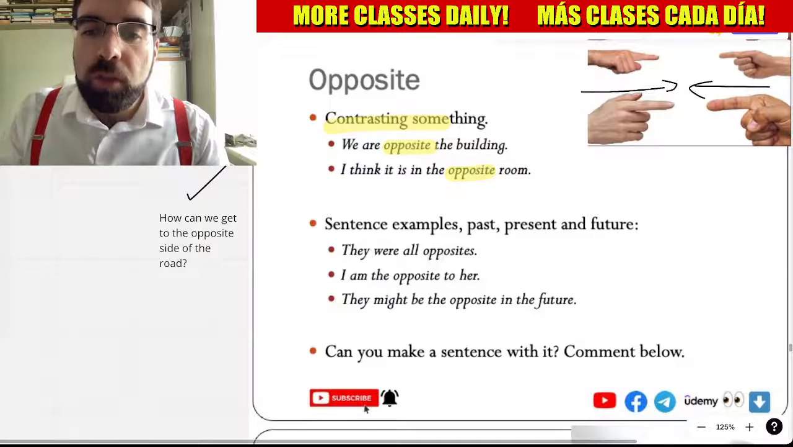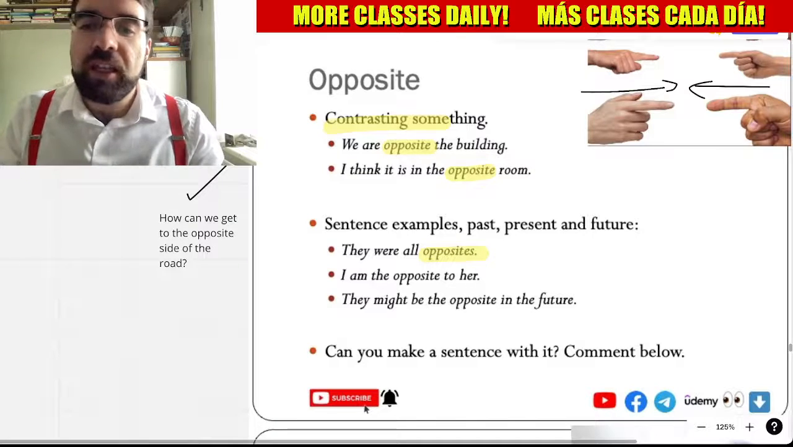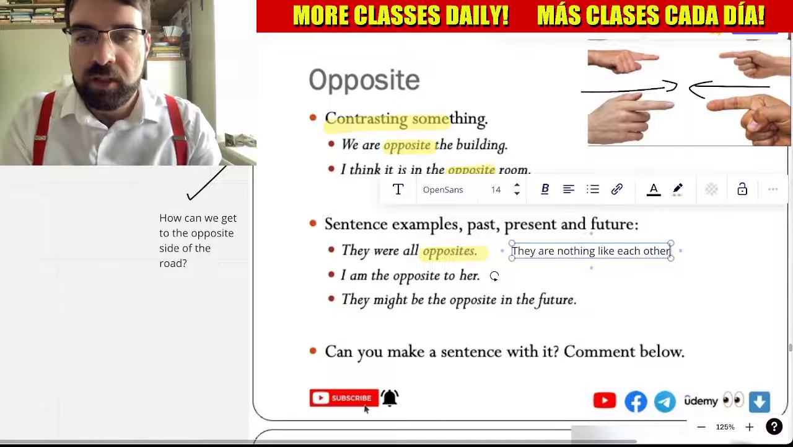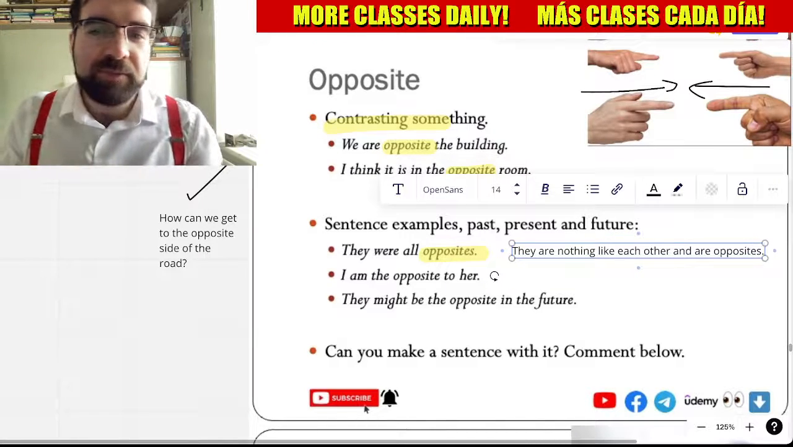They were all opposite. They are nothing like each other and are opposites. Yeah. How cool is that?